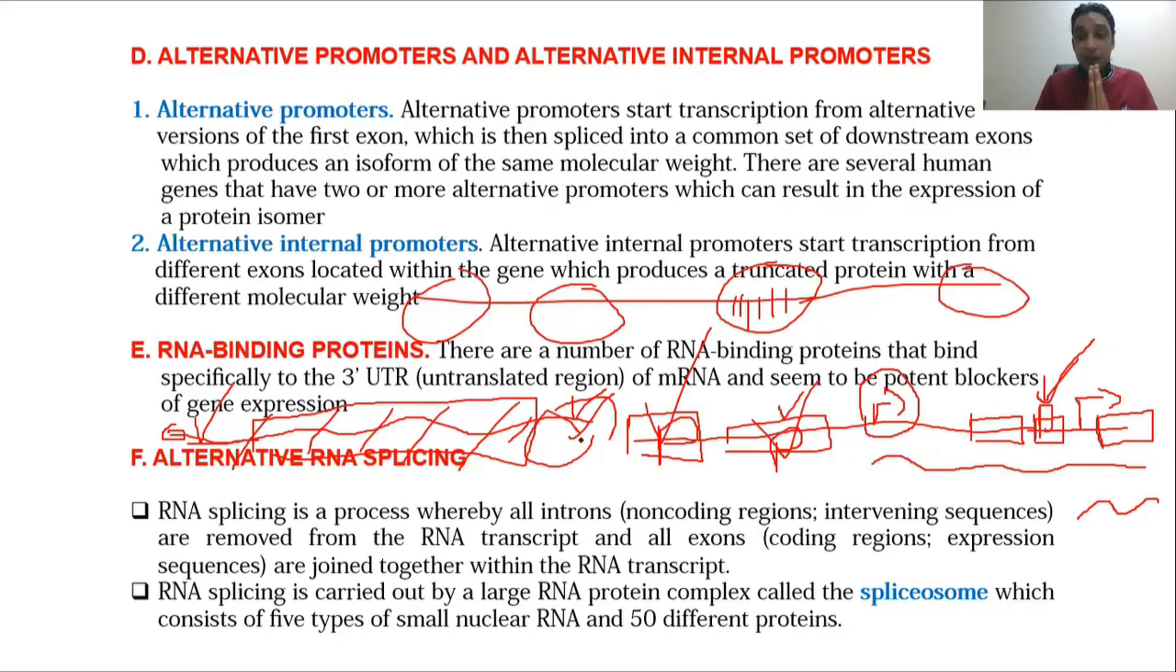And that is alternative splicing. This is another way to control the function of a gene. It is not actually controlling the function of the gene. It is like what type of gene product we want to express out of a single gene. That is called alternative splicing.